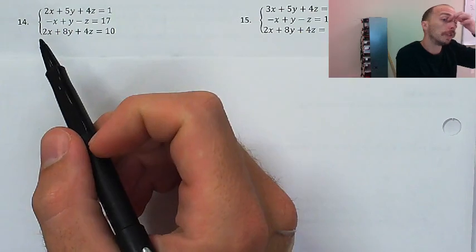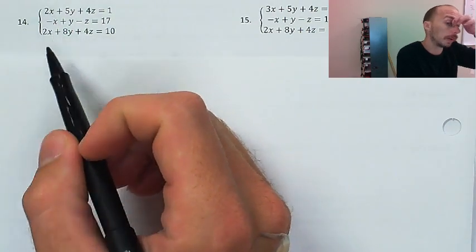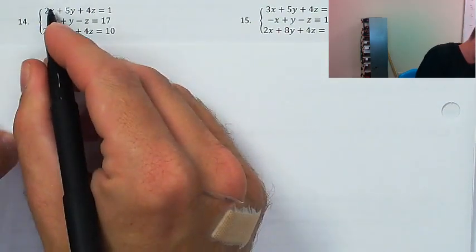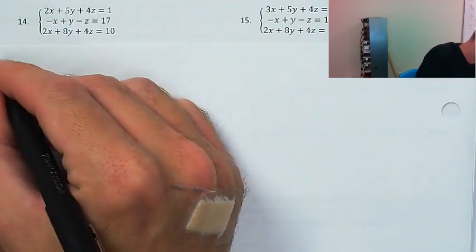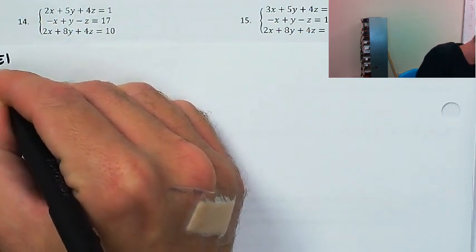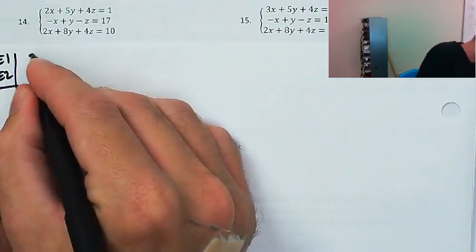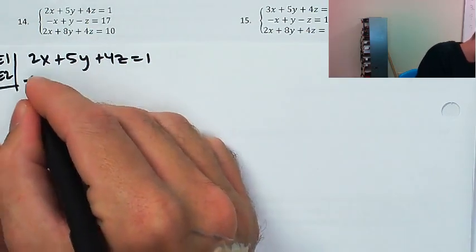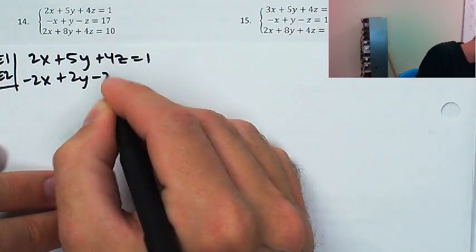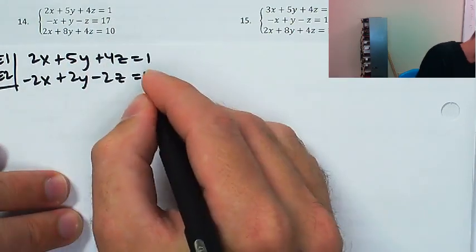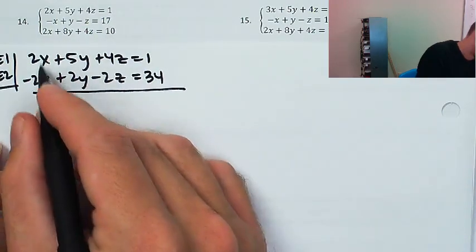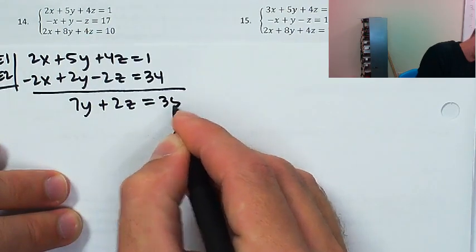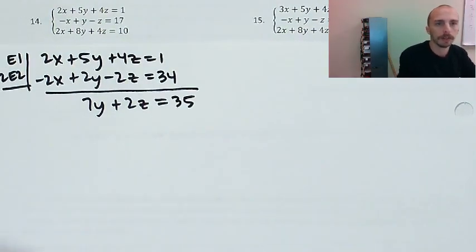So I'm going to use the negative x as my tool to eliminate these other two x's. So my plan is to eliminate x. Okay, I'm going over here. I'm going to say equation 1 plus 2 of equation 2. Kind of lay it out that way. So equation 1 is 2x, 5y, 4z equaling 1. 2 of equation 2 is negative 2x plus 2y minus 2z equals 34. Add all these together, I get no x's, 7 y's, 2 z's, and that's 35. Okay, that's something. I'll work with that.